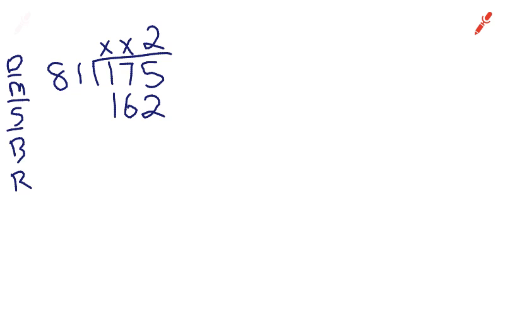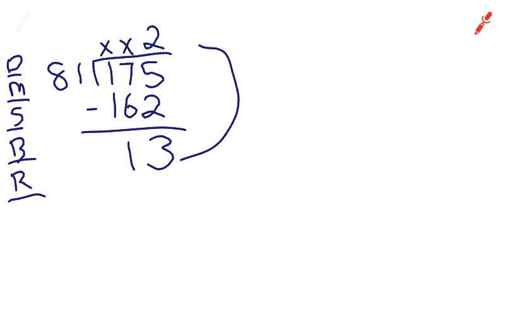Now it's sister step of subtract. 5 minus 2, 3. 7 minus 6, 1. And we get 13. There's nothing to bring down for brother. Oh, poor brother. And then with the repeat or remainder, it's a remainder here. Our 13 is going to go up to the top. 2, remainder, 13.